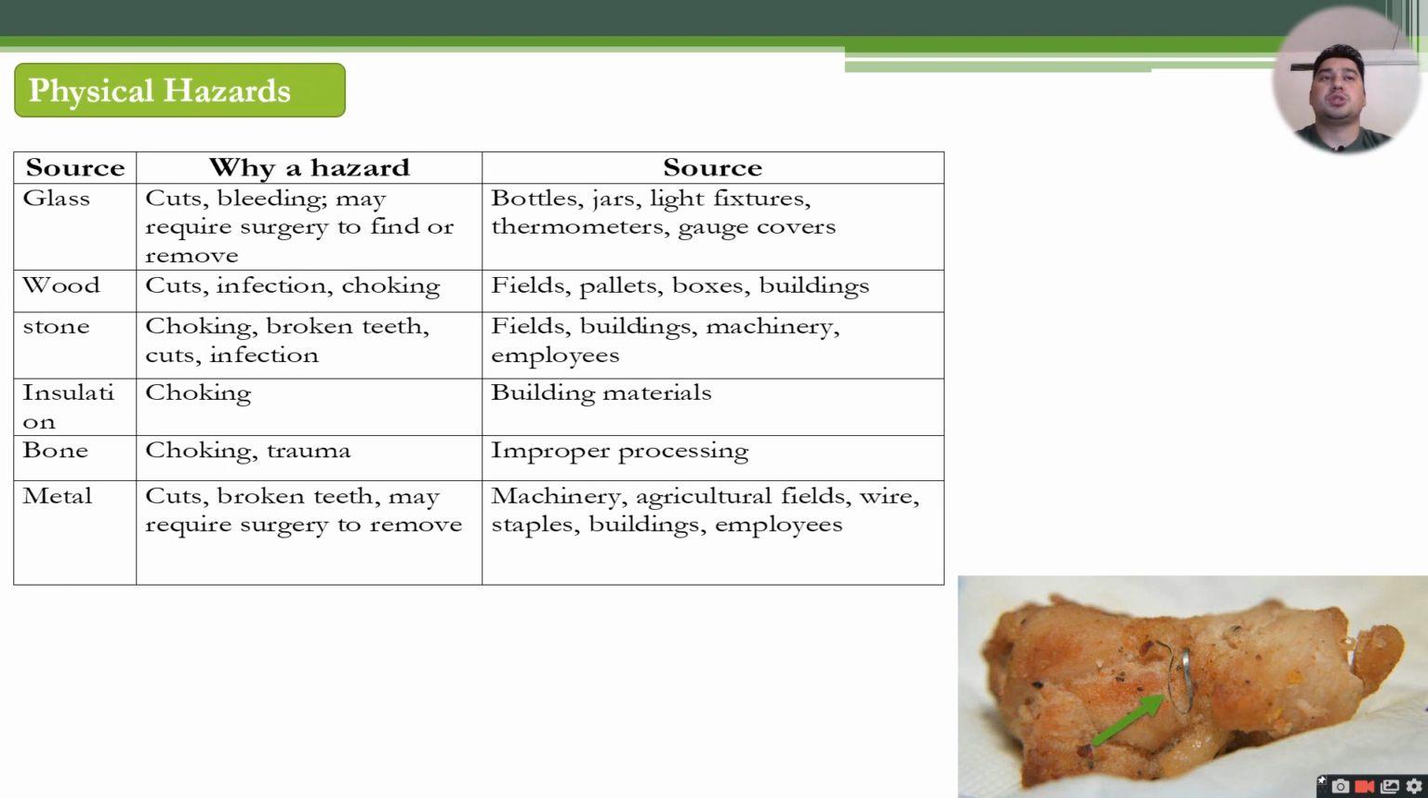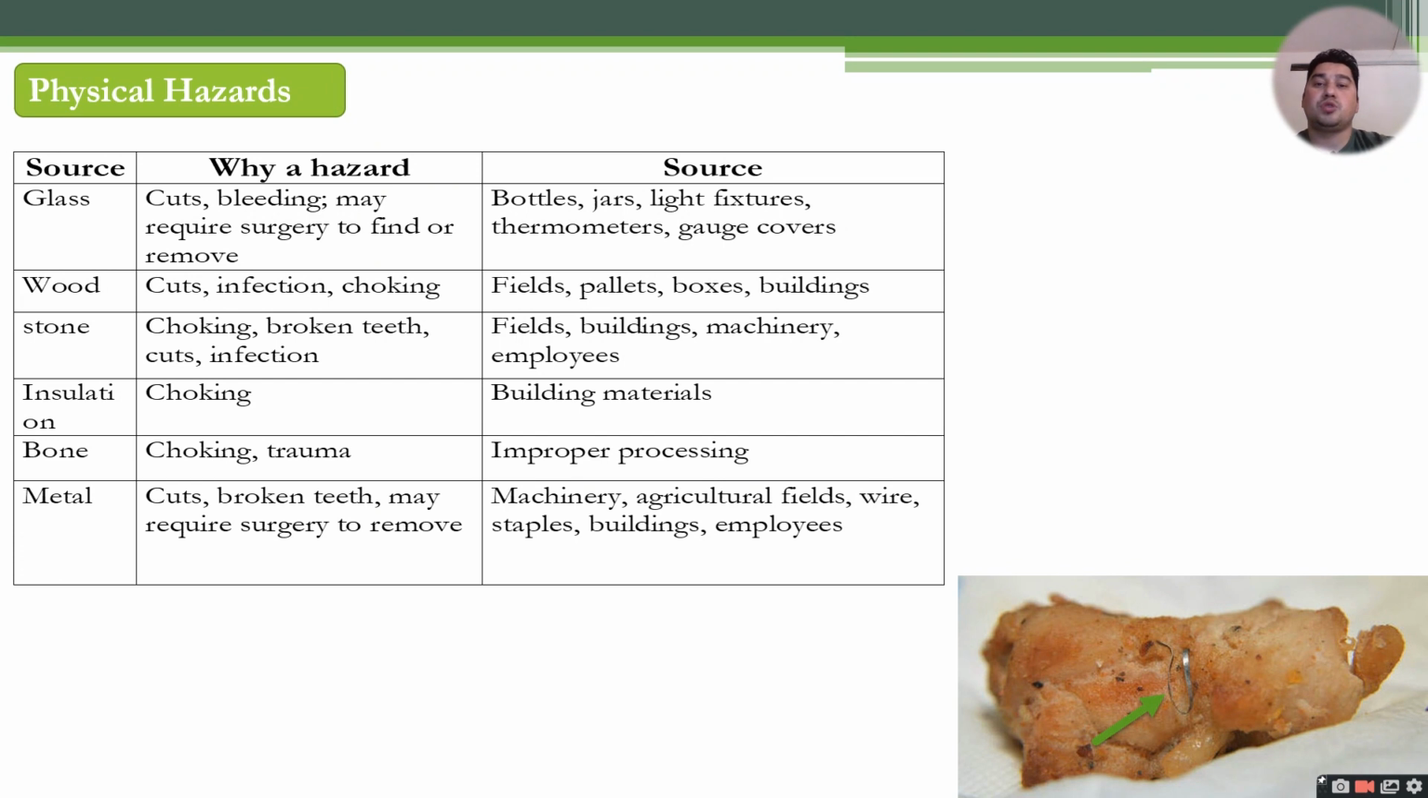There are lots of sources of physical hazards. So before you implement any physical hazard control program, you have to identify the sources of physical hazards. Physical hazards could come from the employees, from the building, from the product itself, or from many other things. So you have to identify the sources, and after you identify the sources, you have to put the control measure for each source.